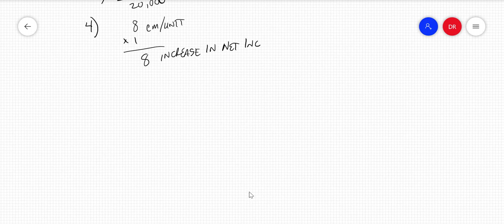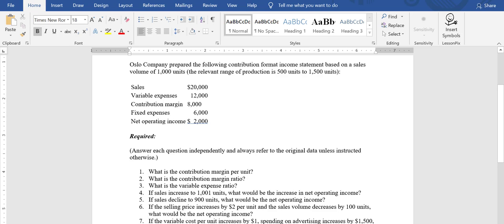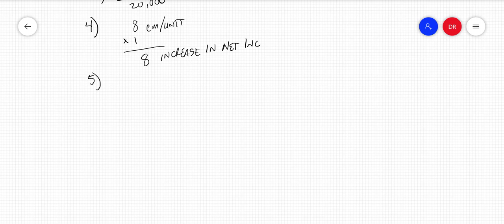Okay. So for number 5, we go back here and look, and it says, if sales decline to 900 units, what would be the net operating income? Well, so we want to change our calculation. We're going to use the actual contribution margin income statement format. So we're going to say, what happens? Well, we have sales of 900 units at $20.